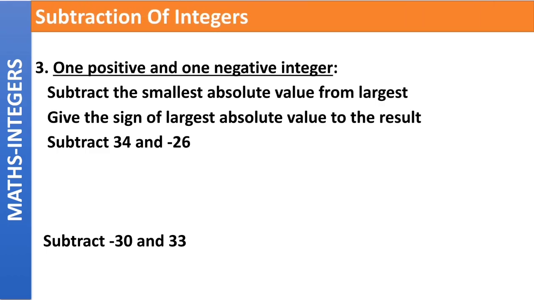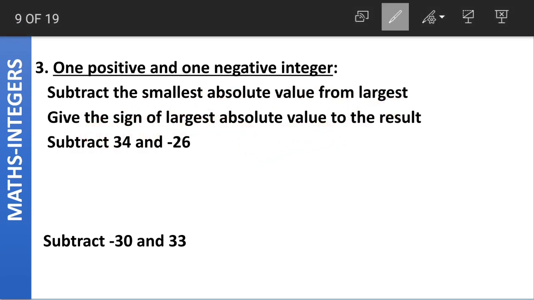The third possible case is we have one positive and one negative integer. Again the same as addition. Subtract the smallest absolute value from the largest. Give the sign of largest absolute value to the result. First question is subtract 34 and minus 26.